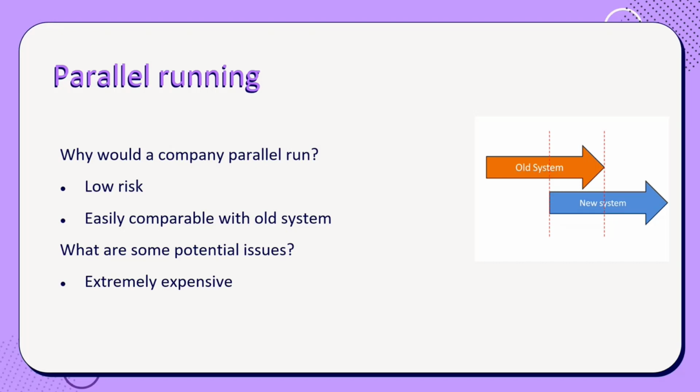So to start, let's do parallel running. So why would a company parallel run? It's very low risk as both are running at the same time. So if the new one goes down, you can revert back to the old one. And it's easily comparable. So if you run two same tests, while they're both running, you can check the results quickly to make sure it's working the same.